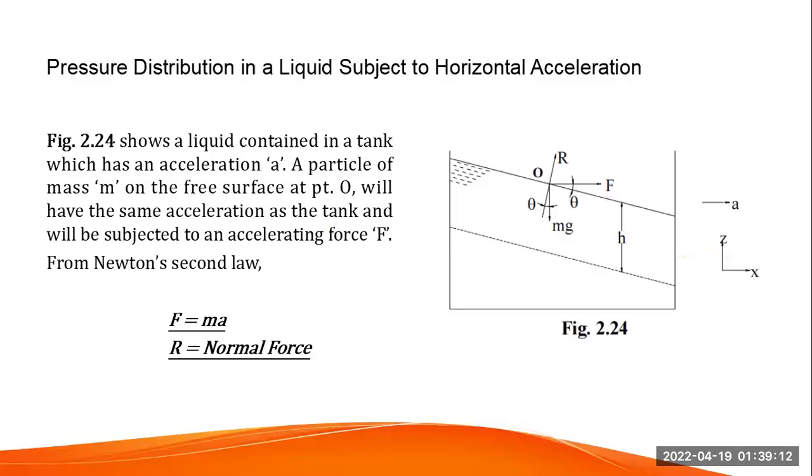Okay. Here, we have the pressure distribution in a liquid subject to horizontal acceleration. So, we have here yung ating figure 2.24, this part. So, it shows a liquid contained in a tank which has an acceleration A. So, ito yung acting A sa kanyang direction or motion niya papunta sa ating right. So, a particle of mass M on the free surface at point O, ito yung ating i-consider, i-represent natin as point O.